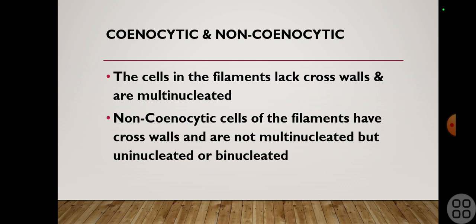Non-cenocytic cells of the filaments have cross walls and are not multinucleated but uninucleated or binucleated. So in cenocytic condition, the filament lacks cross walls and is multinucleated, while in non-cenocytic condition the cells in the filaments have cross walls and each cell may be uninucleated or binucleated depending upon the species of the algae.